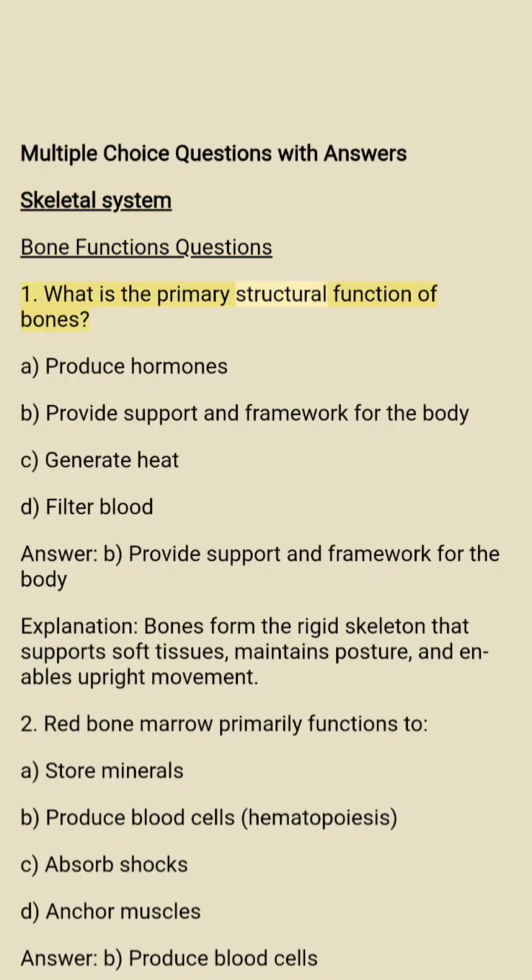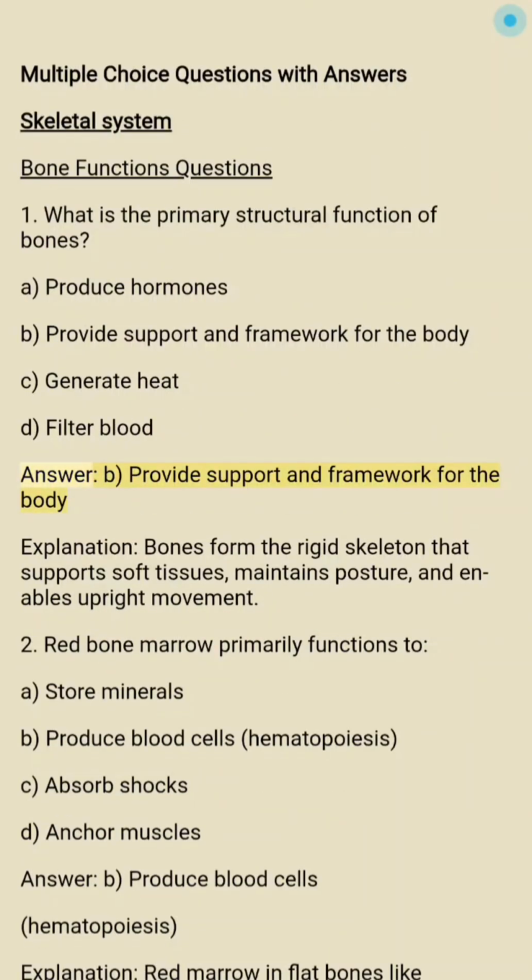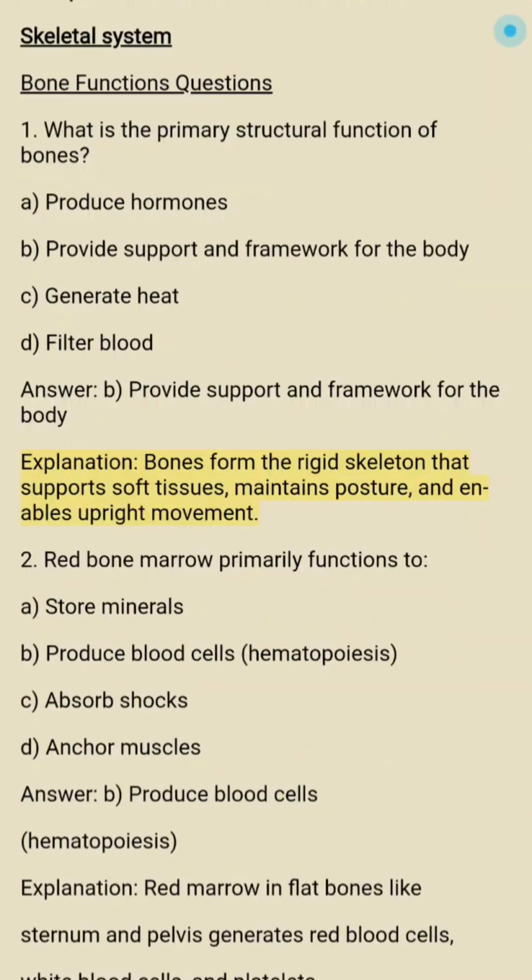1. What is the primary structural function of bones? A. Produce hormones. B. Provide support and framework for the body. C. Generate heat. D. Filter blood. Answer. B. Provide support and framework for the body. Explanation. Bones form the rigid skeleton that supports soft tissues, maintains posture, and enables upright movement.